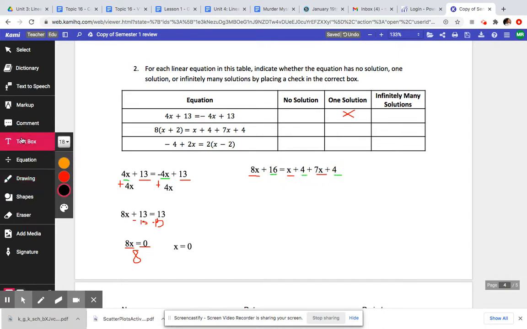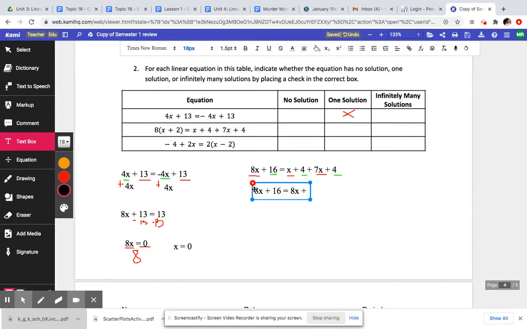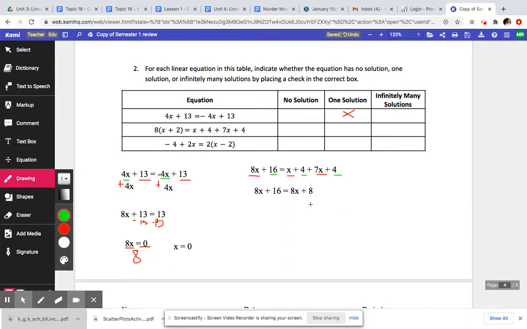So let's combine our x's first. Let's do this right side. We have x plus 7x. So you'll have 8x plus 16 equals 8x now plus, and we can also combine our numbers now as well. 4 plus 4 is going to give us 8. So now we're here. We still have like terms, right? We still have our x's. So let's subtract 8x on both sides to get rid of our x's, because we're crossing that wall. So subtract 8x on both sides.